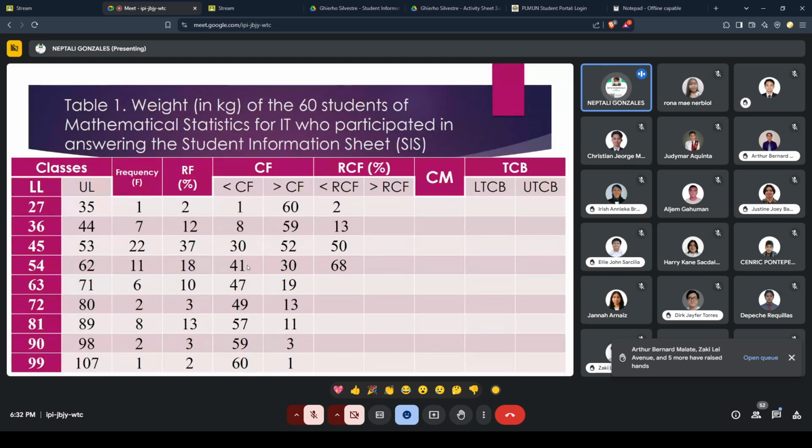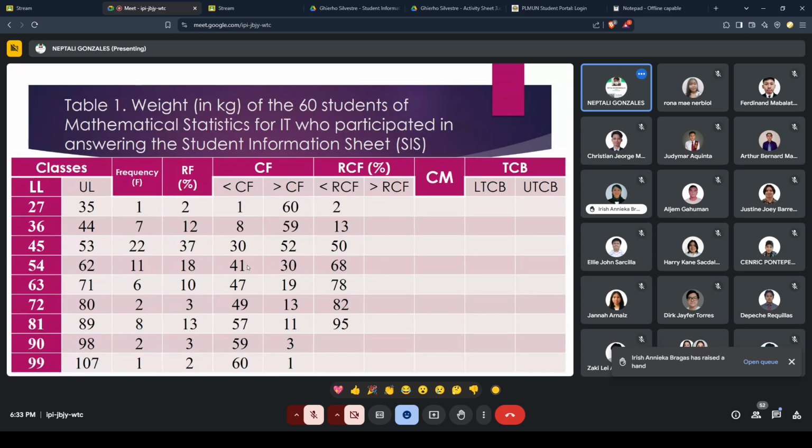Next. Zaki, again, ang dami nyo na ngayon. 78% po. Okay, 78. Next, Ellie. 82 po. Okay, 82. Next. Justin. 95 po. Okay, next. Irish. 98 po, sir. Okay, and of course, the last one, 60 divided 60 is 100%.